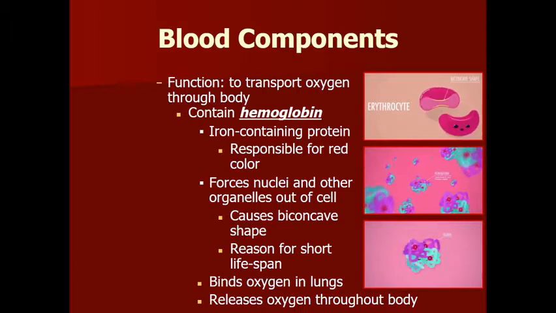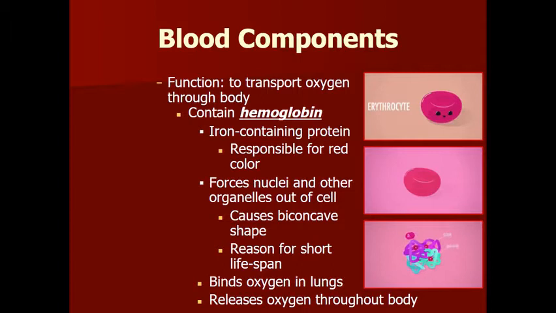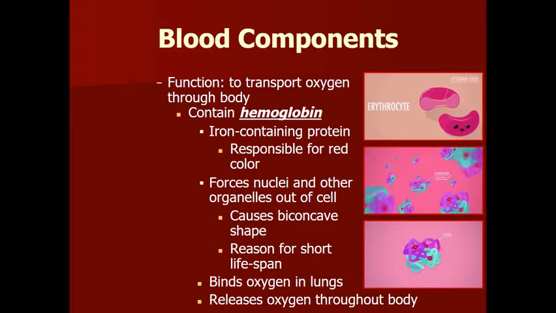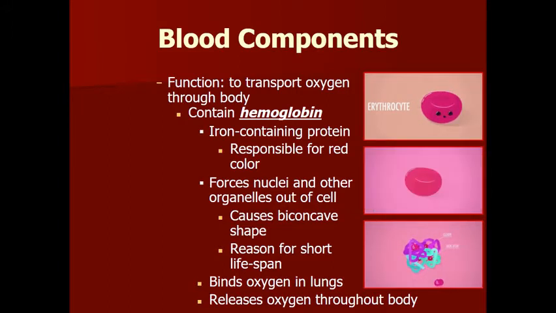Red blood cells contain something called hemoglobin. Hemoglobin is an iron-containing protein, and this is actually what causes our red blood cells to be red in color. The hemoglobin forces the nuclei and other organelles out of the cell. And so red blood cells are almost entirely filled with hemoglobin. And since the nucleus and other organelles are gone, that's what causes these cells to kind of sink in the middle, and that's called a biconcave shape.